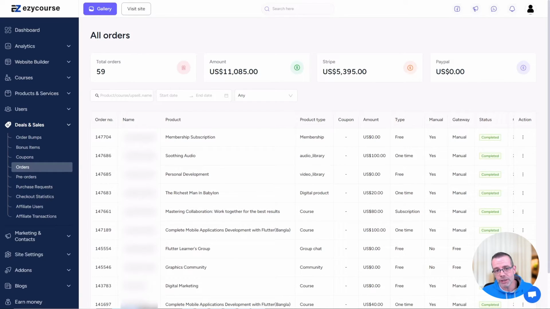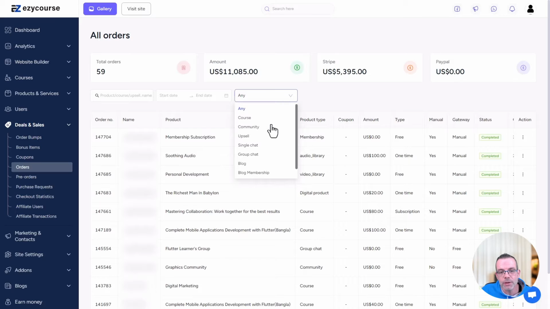And in this page, you can see your total orders and the amounts that you've collected, and you can see that in various different payment processes. You can see individual orders and you can view the detail of them, and you can filter this page by dates as well, and you can also filter by different types of products.